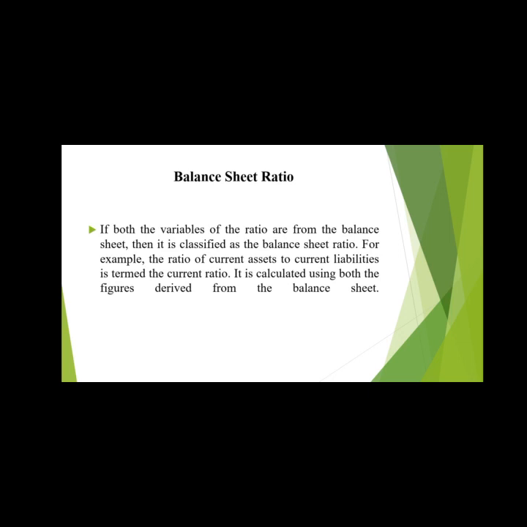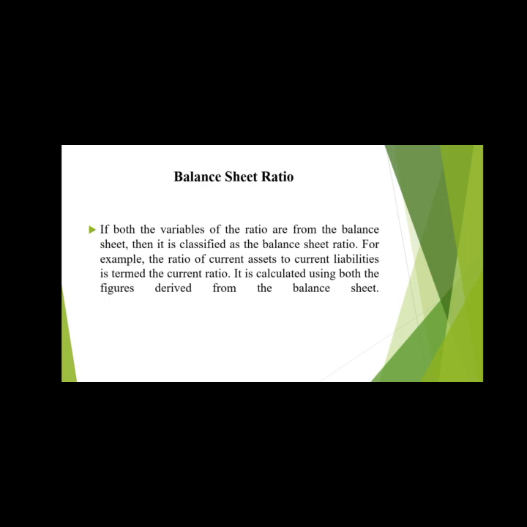Then the second one is balance sheet ratio. If both the variables of the ratio are from the balance sheet, then it is classified as the balance sheet ratio. For example, the ratio of current assets to current liabilities is termed as the current ratio. It is calculated using both figures derived from the balance sheet.